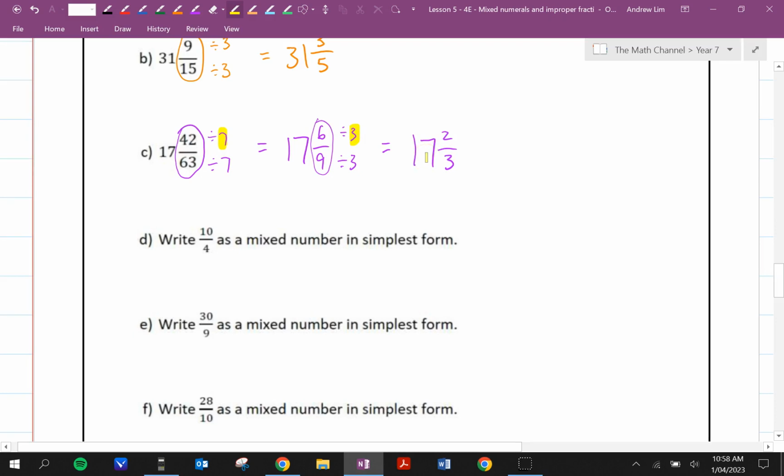But it's okay if you don't get it the first time round, like I didn't here. I didn't recognize that the highest common factor was 21. I saw that they were both divisible by 7. So when I did that, I realized that my fraction of 6 over 9, I could keep going further. So if you do notice it, keep going until it's fully simplified.